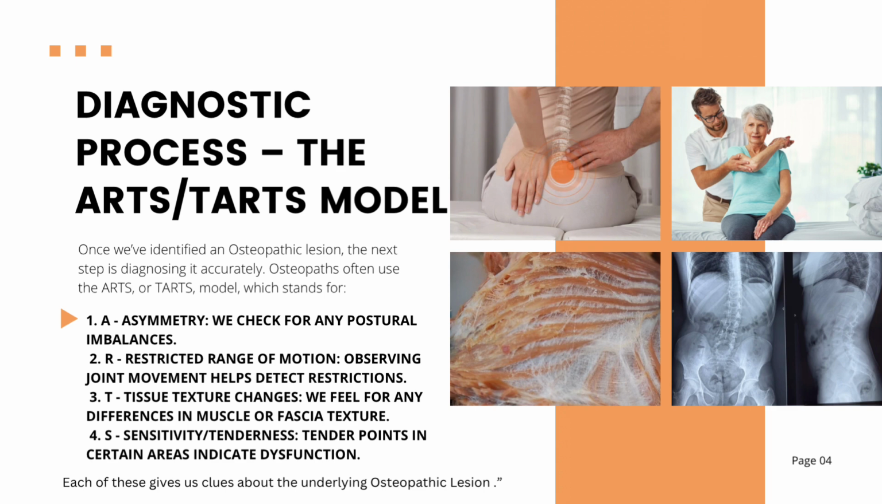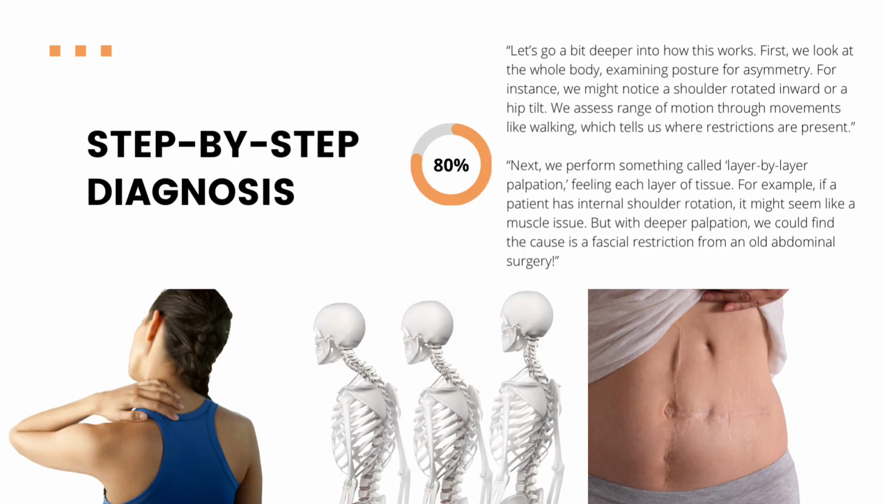Sensitivity/tenderness, tender points in certain areas indicate dysfunction. Each of these gives us clues about the underlying osteopathic lesion. Step by step diagnosis. Let's go a bit deeper into how this works. First, we look at the whole body, examining posture for asymmetry. For instance, we might notice a shoulder rotated inward or a hip tilt. We assess range of motion through movements like walking, which tells us where restrictions are present.